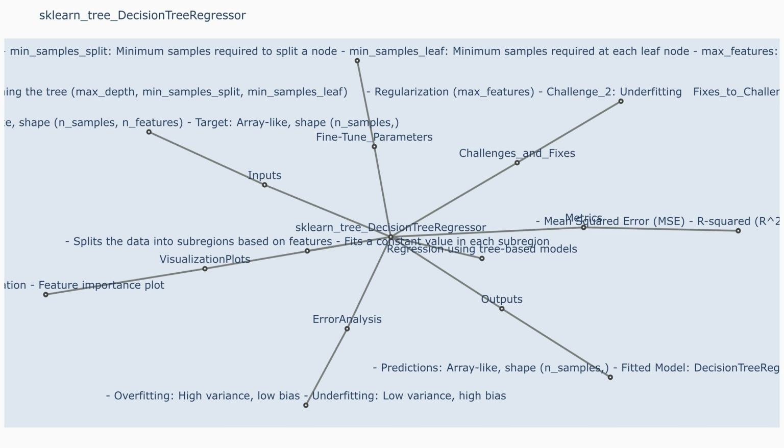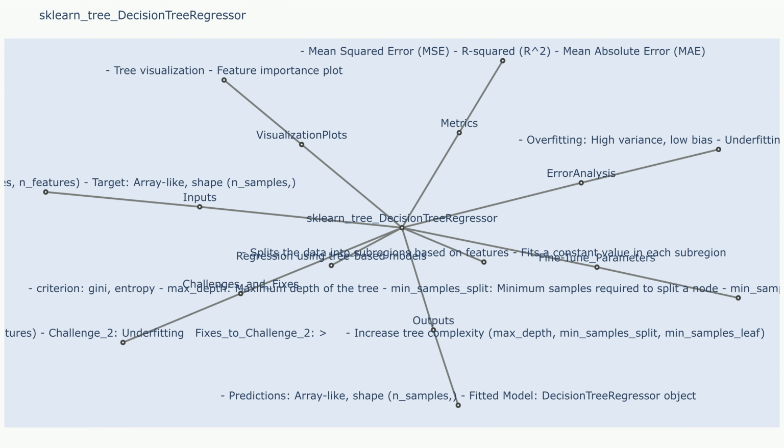sklearn.tree.DecisionTreeRegressor. Description: Decision tree regressor is a supervised learning algorithm used for regression tasks in machine learning. It builds a tree-like structure where each internal node represents a feature. Each branch represents a decision rule based on that feature. And each leaf node represents a prediction for the target variable.